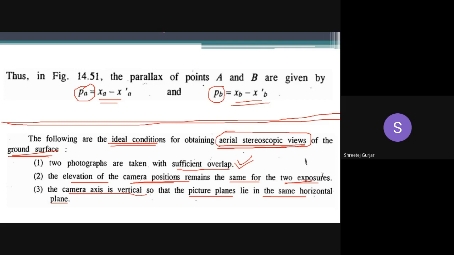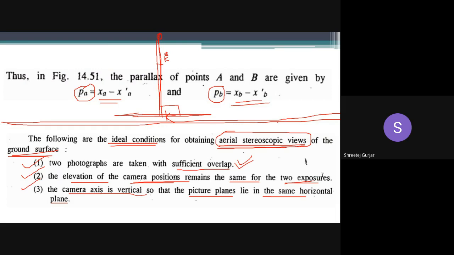The camera axis, that is this particular O and k, with the principal point small k and capital K on the ground, has to be properly vertical, so that the photograph of the ground is properly perpendicular, at 90 degrees. You have to maintain these three criteria to get proper stereoscopic views or photos.